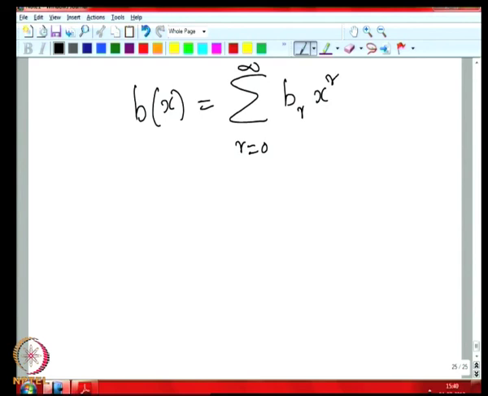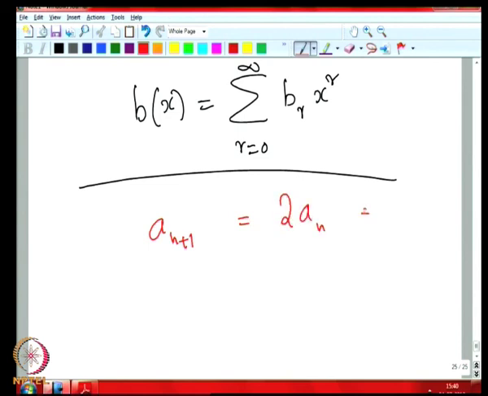Now, we want to figure out what is this a of x and b of x. So, let us copy these two recurrence relations once again: a n plus 1 equal to 2 a n plus b n, and b n plus 1 equal to... okay, from this what do we get, let us see. So, what we can do is we sum this from n equal to 0 to infinity.